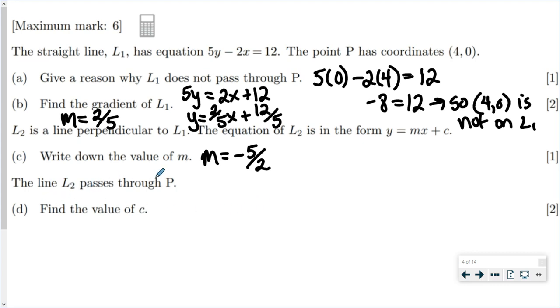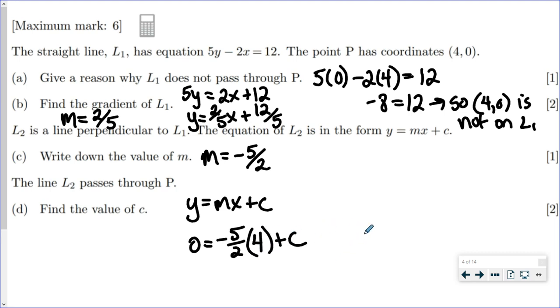All right, the line L2 passes through P. Find the value of c. So again, if I have y equals mx plus c, since we know it passes through P, that gives me coordinates 4, 0. So my y is 0. My m I know is -5/2. My x is 4, and I don't know c.